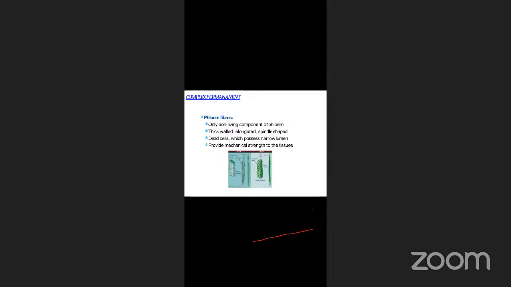Next, fibers. Here also fibers are there, the non-living component. Phloem fibers are non-living, thick-walled and elongated, meaning long and spindle-shaped. All fibers show a lumen and are made up of dead cells. The main function of fibers is providing mechanical strength to the plant body or tissues.